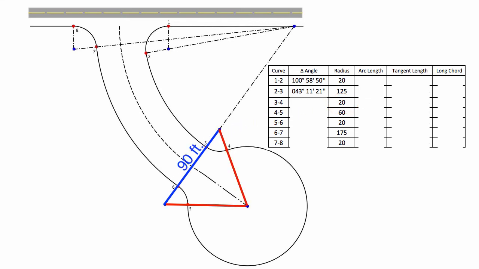The length for the two equal sides of the isosceles triangle is composed of the radius of curve 3 to 4, or 5 to 6, which is 20 feet, and the radius of the cul-de-sac turnaround, 60 feet, for a total distance of 80 feet.